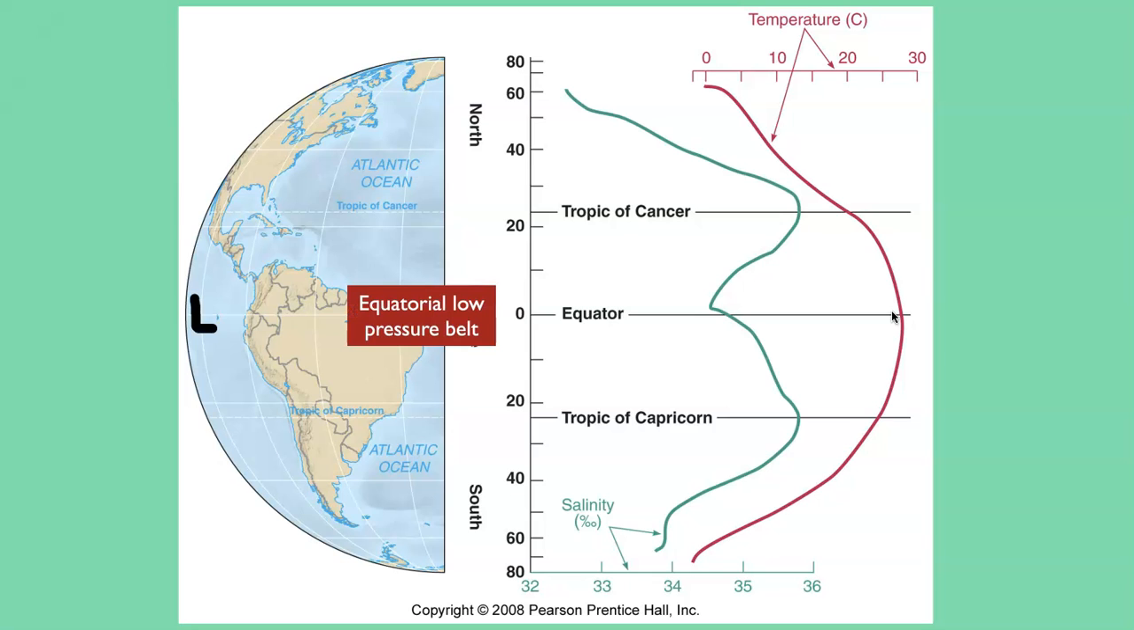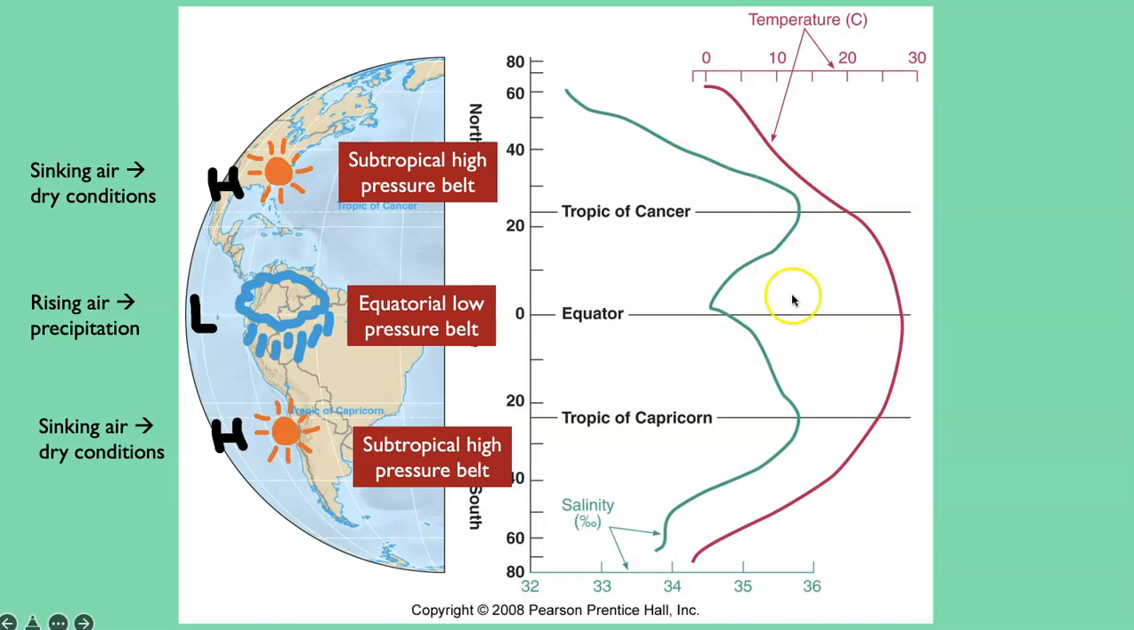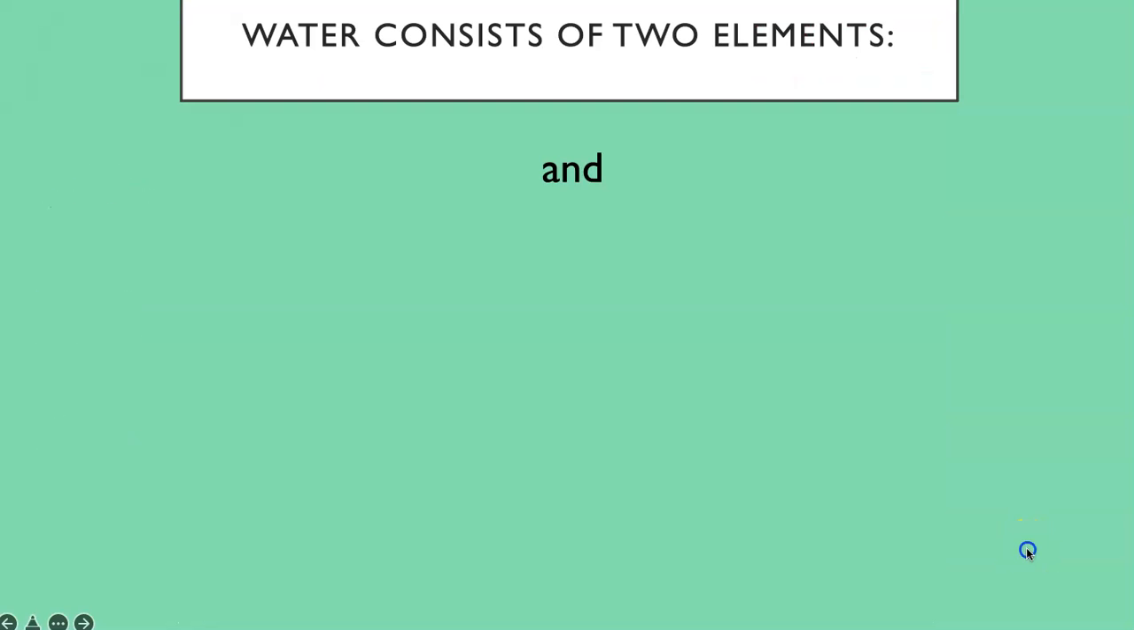Well, if you remember, the equator is a low pressure belt, and low pressure means rising air, which means rain. So there's a lot of fresh water entering the equatorial waters to lower the salinity. On the other hand, at 30° north and south, we have the subtropical high pressure belts. And if you recall, that's where air sinks. We have very dry conditions, lots of evaporation. And so fresh water gets evaporated, so salinity is at a maximum around 30° north and south.